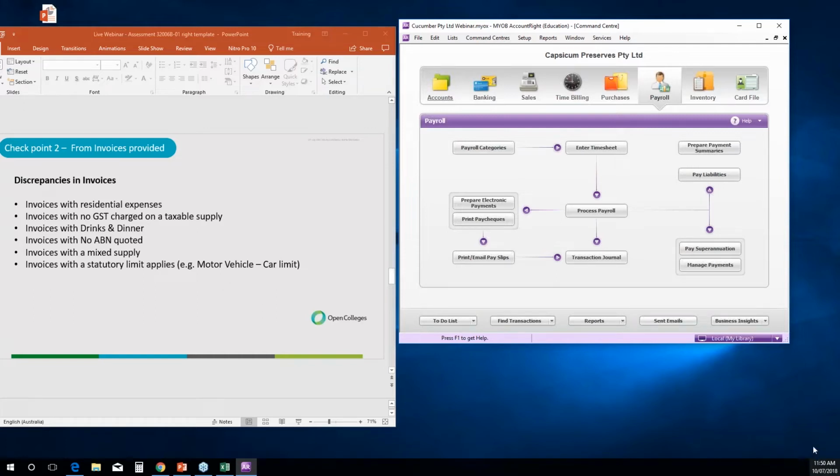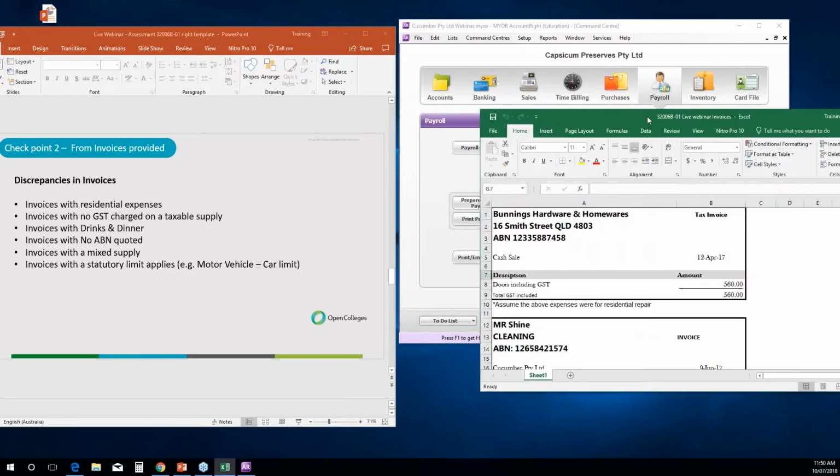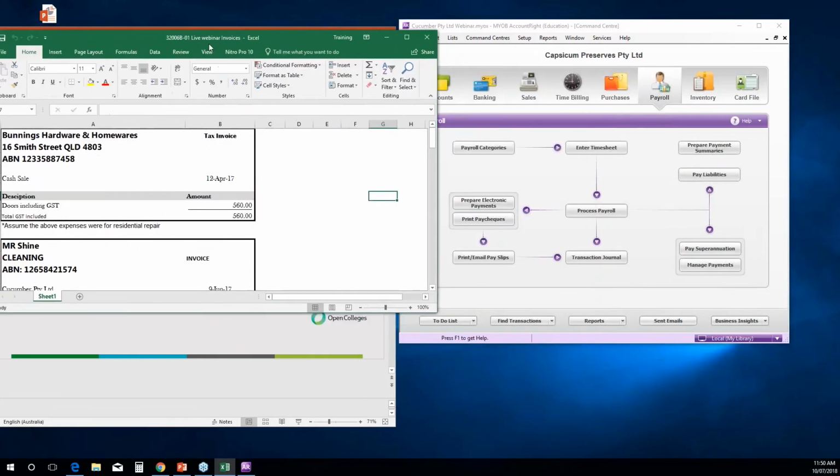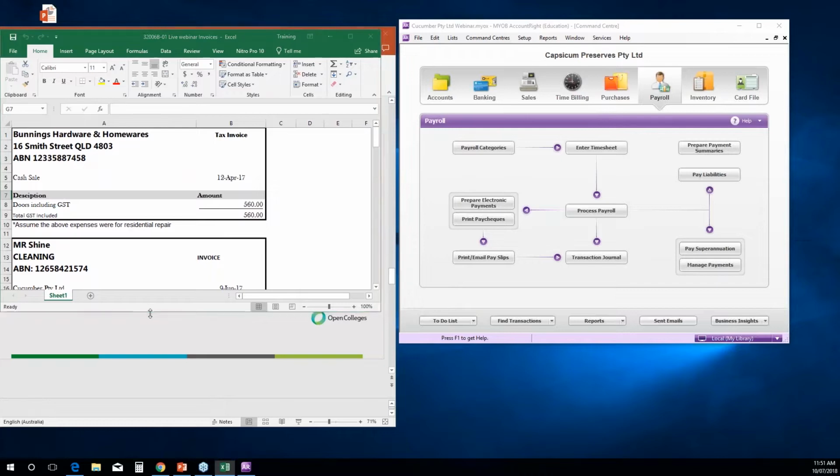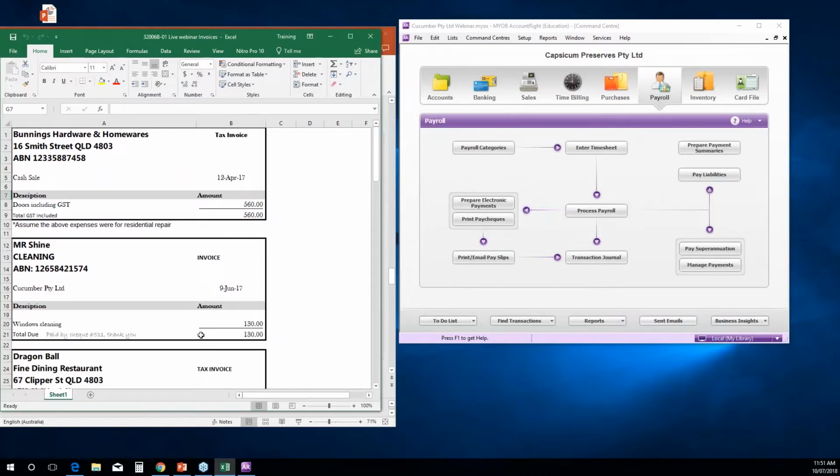So for that, I'm going to give you the invoices that have been created by me. Okay, here you go. So these are the invoices that I created, different names and different amounts. So we are going to start from Bunnings Hardware and Homeware. The invoice says assume the above expenses were for residential repair.